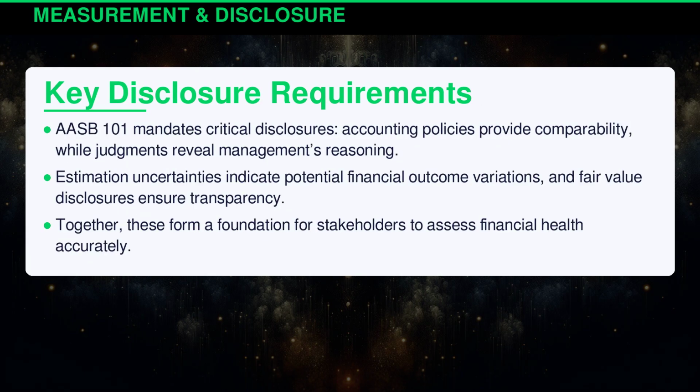AASB 101 mandates critical disclosures. Accounting policies provide comparability, while judgments reveal management's reasoning. Estimation uncertainties indicate potential financial outcome variations, and fair value disclosures ensure transparency. Together, these form a foundation for stakeholders to assess financial health accurately.